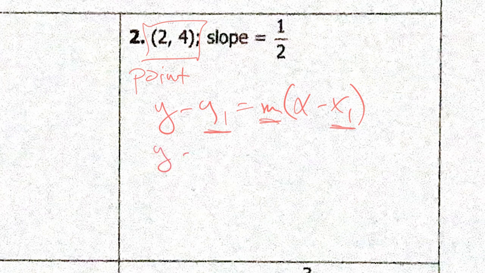So right here, we're going to go y minus, what's the y value that we're going to plug in? We're going to plug in 4 equals, what's going in for m? 1/2. There's my slope. And then x minus 2. They gave us a point and a slope, so we're going to point slope form. We plug the numbers in to their respective variables. Is everybody okay with where everything came from up there?